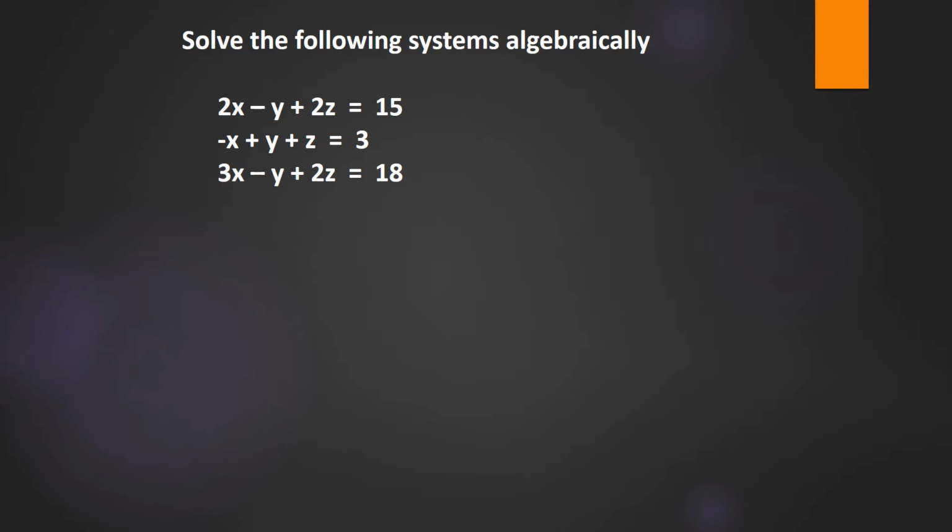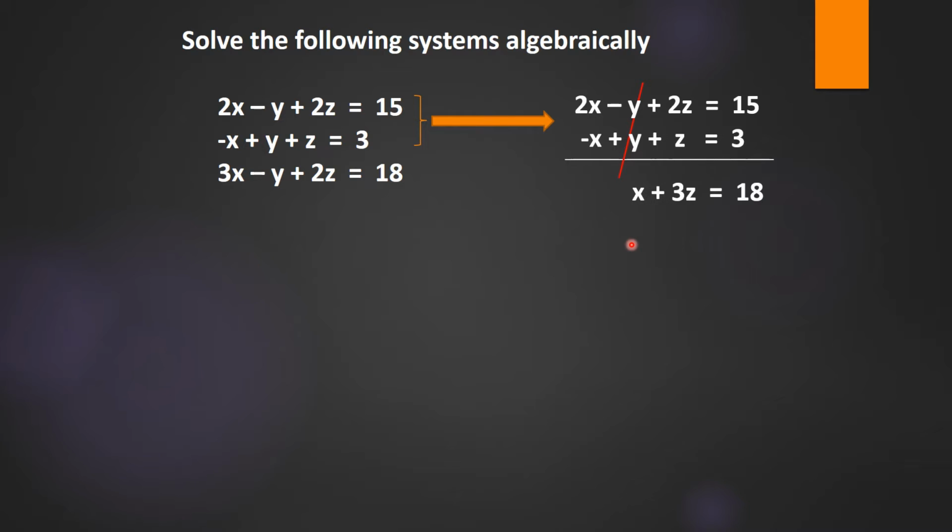Here's our first system of equations. Whenever I'm dealing with three equations with three variables, you typically want to solve it in pairs. So I'm going to start with my first two equations. When I look here, I want to find the variable that I can eliminate. The easiest variable to eliminate is the y. The y variables both have opposite signs and the same coefficient. So I'm going to eliminate them first. When I eliminate them, I'm left with x plus 3z is equal to 18.